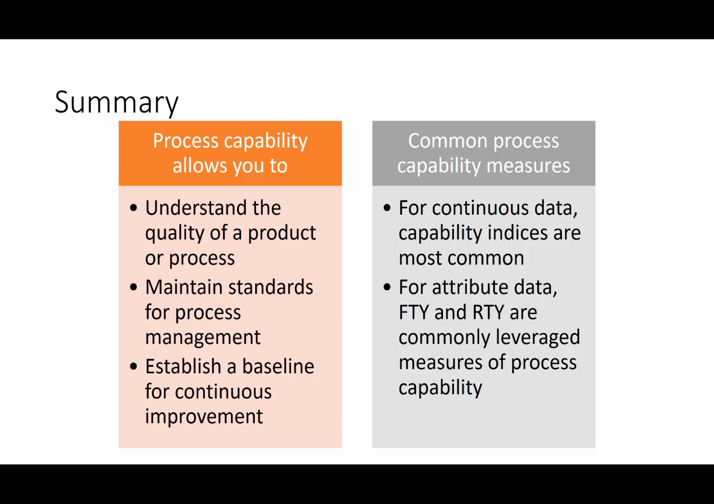Regardless of which of those measures you evaluated, any one of those would be a good baseline for where you are today, and a good follow-up measure to evaluate what you've done in the future if you've done continuous improvement efforts. Common process capability measures for continuous data are capability indices. However, for attribute data, first-time yield and rolled throughput yield are commonly leveraged measures.